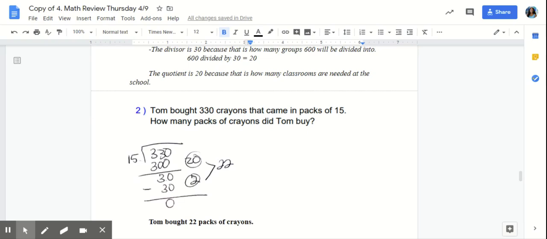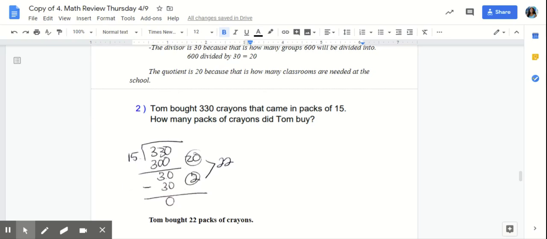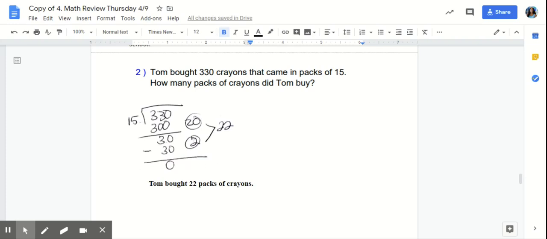Now, I showed repeated subtraction here. I know that 15 goes into 30 twice, so 15 is going to go into 330 twenty times. So from there, I was able to solve. And I know that Tom bought 22 packs of crayons.